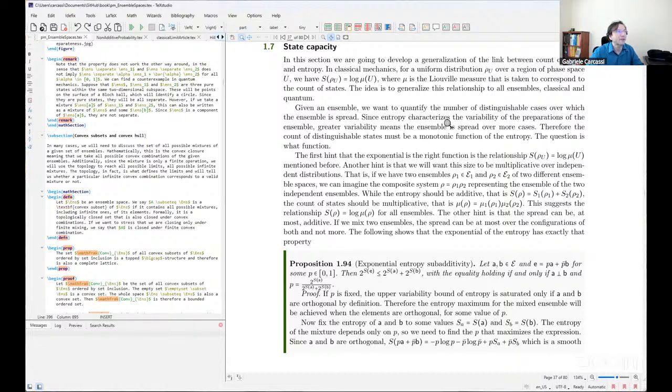Since entropy characterizes the variability of the preparation of the ensemble, greater variability means the ensemble is spread over more cases. Therefore, the count of distinguishable states must be a monotonic function of entropy. The question is, what function? If you remember how we justified the axiom of entropy, we said every ensemble is a collection of preparations, and all these preparations might be different from each other slightly. And the entropy sort of measures how much these preparations are different from each other.